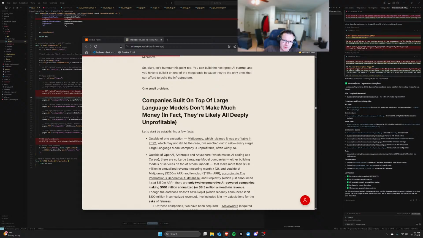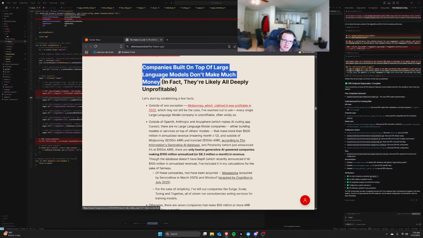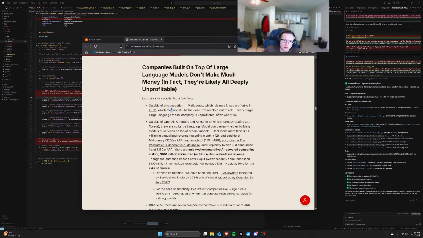Yeah, companies built on top of large language models don't make money. Outside of Midjourney, most of them aren't profitable. OpenAI, Anthropic, and AnySphere, which makes AI coding app Cursor. There are no large language model companies that make more than $500 million in annualized revenue. And Perplexity, which announced another, it's at $150 million annual ARR. Okay. There are only 12 generative AI powered companies making $100 million in annualized revenue per month.